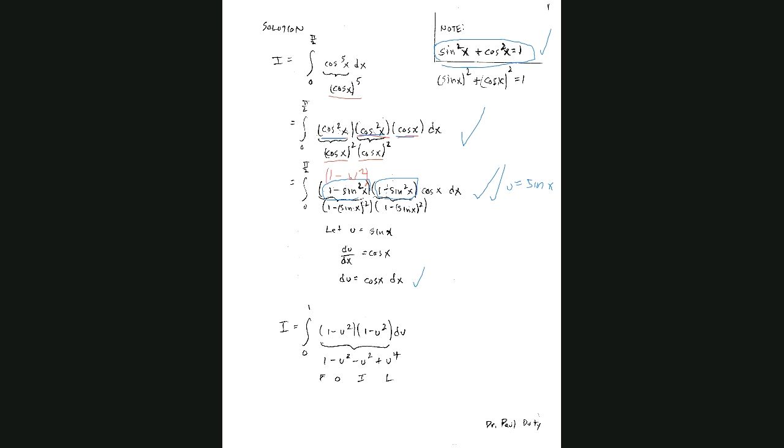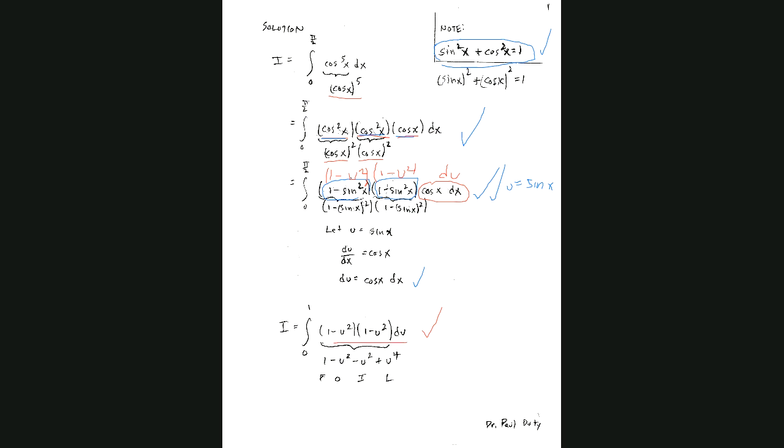Times 1 minus u squared there. And then cosine of x dx just becomes du. And this will bring us down to this here, the integral from 0 to 1 of 1 minus u squared times 1 minus u squared du.